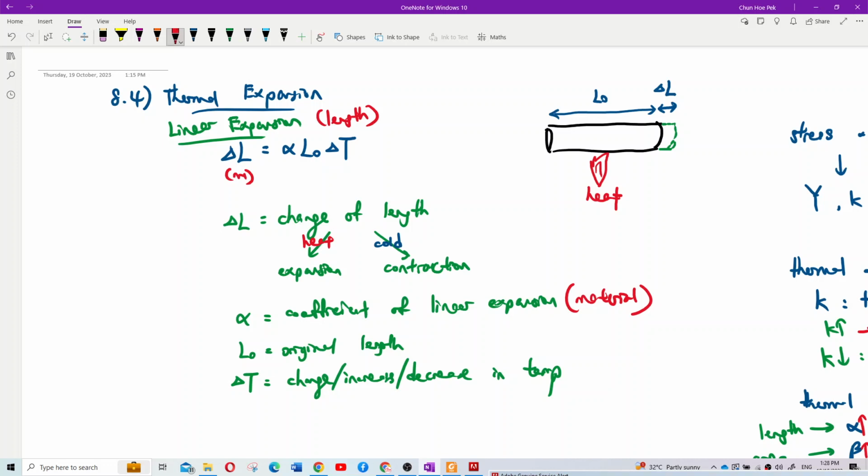And then alpha, we don't know the unit, isn't it? Never mind, we don't know the unit. Later we use this formula to find out the unit for alpha. Change of length is meter. Initial length is also meter. And change of temperature, remember I talked about change of temperature, can be either degrees Celsius or Kelvin.